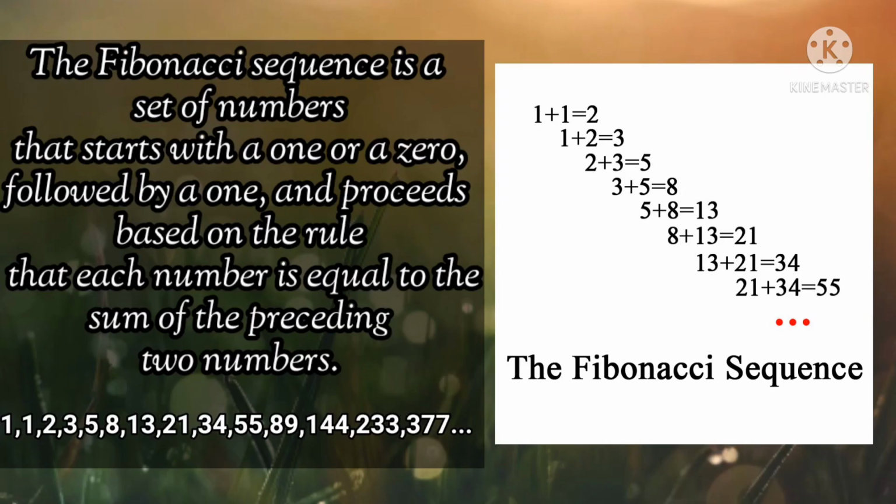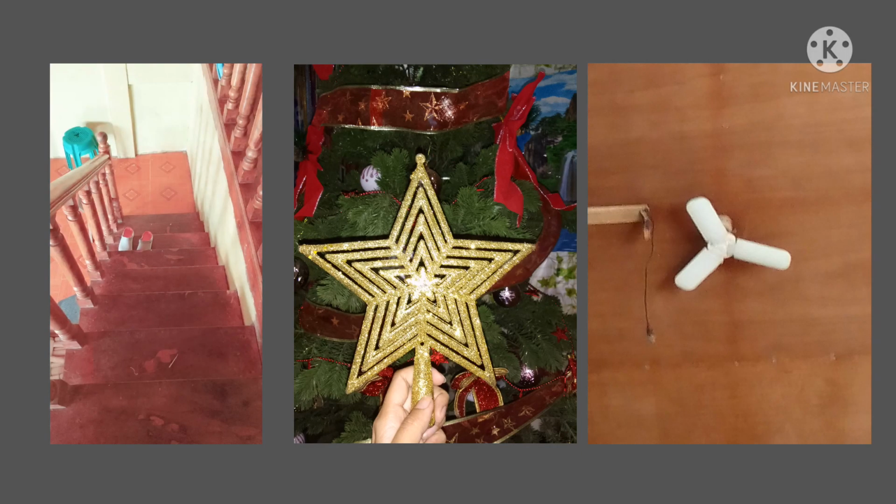The Fibonacci sequence is a set of numbers that starts with a 1 or a 0, followed by a 1, and proceeds based on the rule that each number, called a Fibonacci number, is equal to the sum of the preceding two numbers. These are the things that I have found inside our house that apply the Fibonacci sequence.